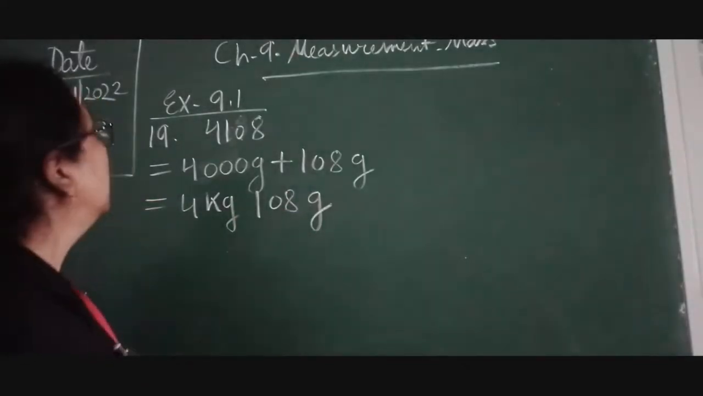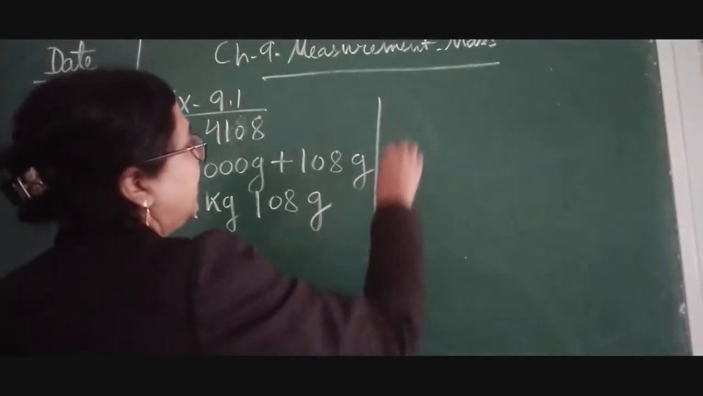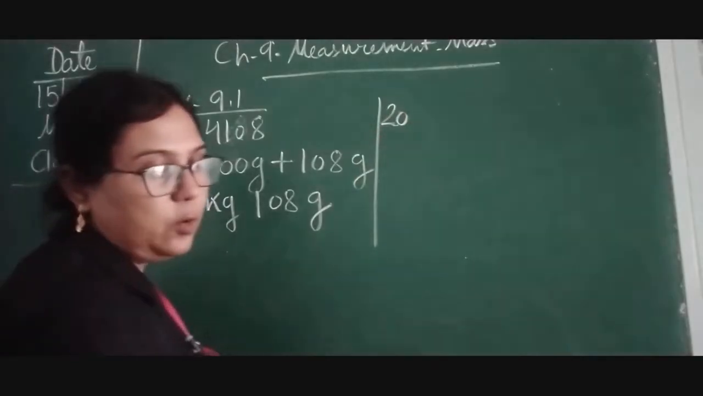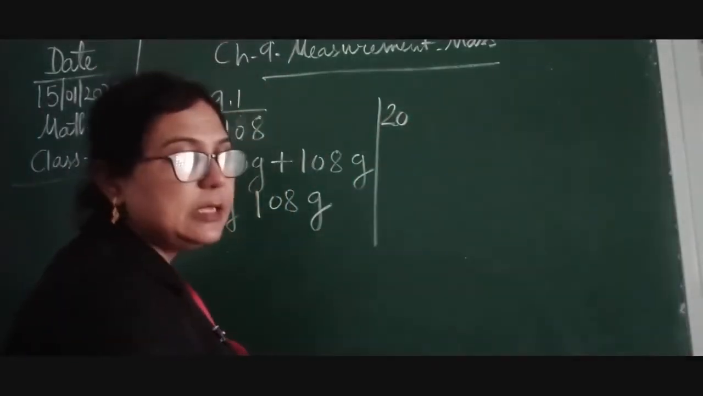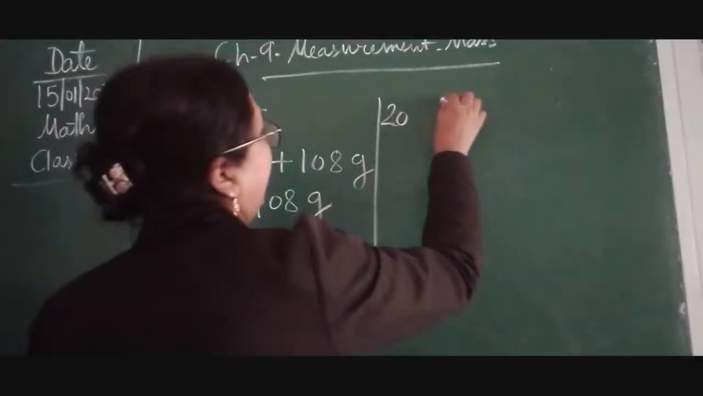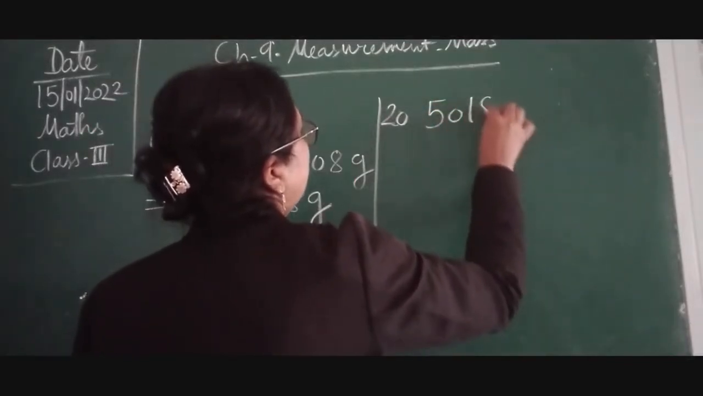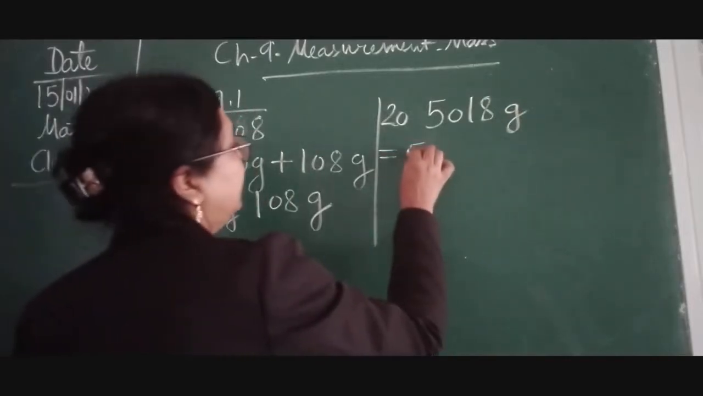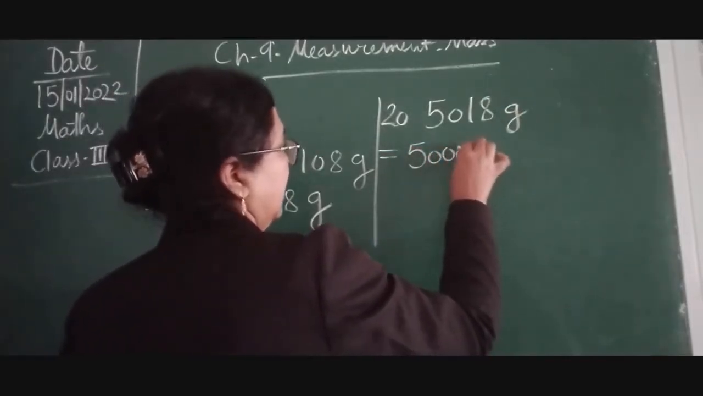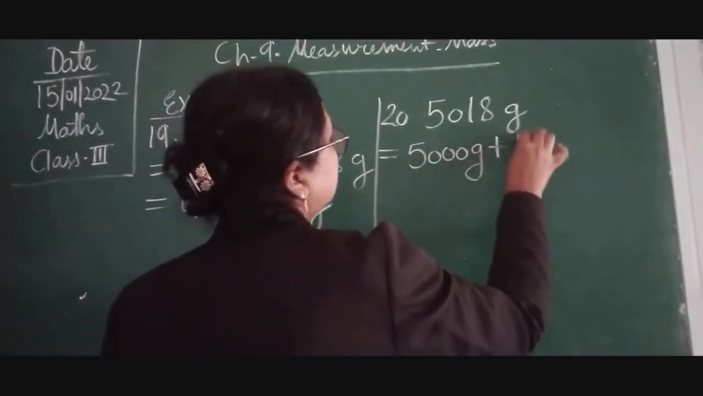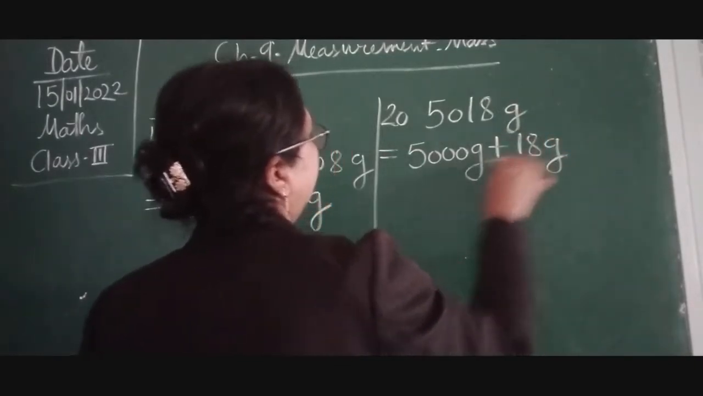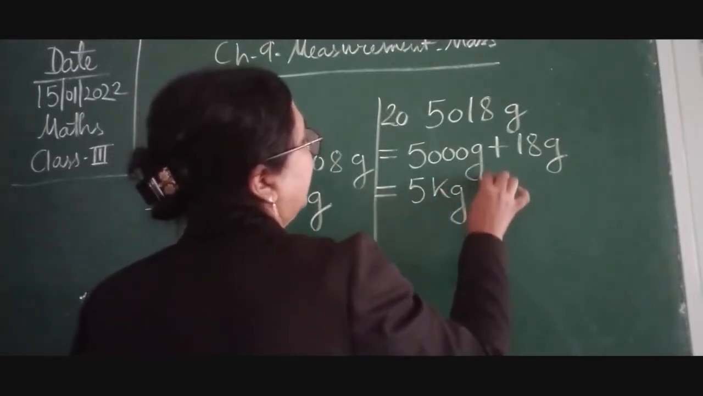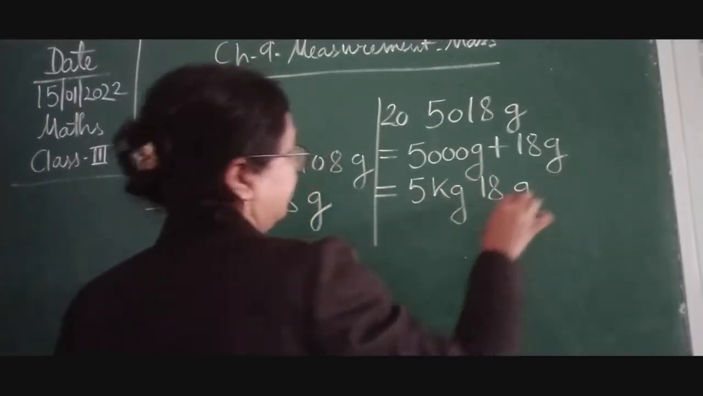Okay children, now we will do question number 20. 19 we have completed, now question number 20, that is 5,018 gram. 5,018 gram children equal to 5,000 gram plus 18 gram equal to 5 kg 18 gram.